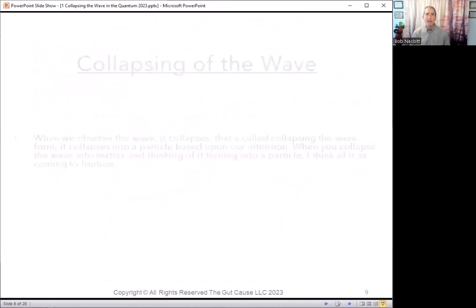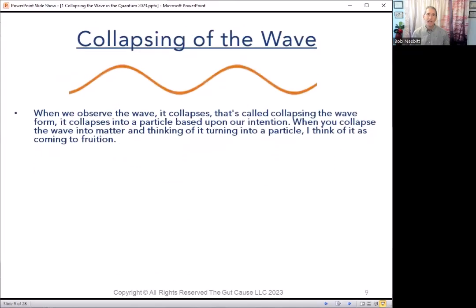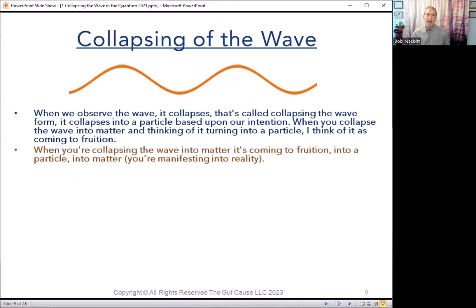Now, you take this wave here, and when we observe the wave, it collapses. That's called collapsing the waveform. It collapses into a particle based upon our intention. I think of it as coming into fruition. Now, when you collapse the wave into matter, thinking of it turning into a particle, coming to fruition, into matter, you're manifesting into reality.